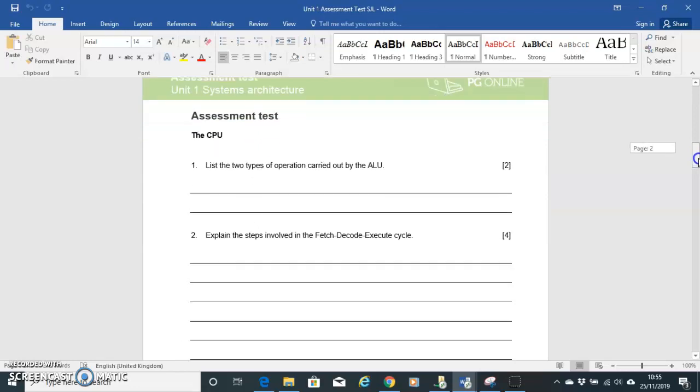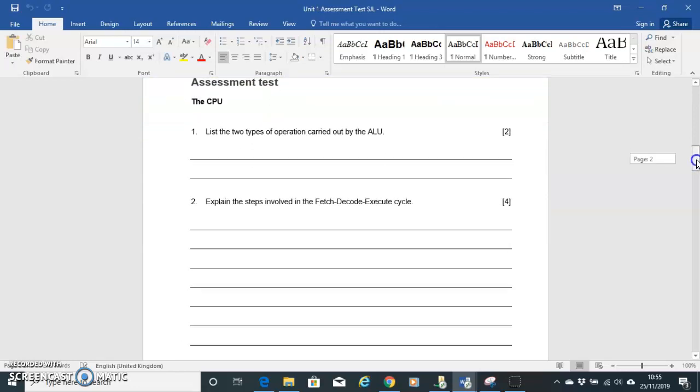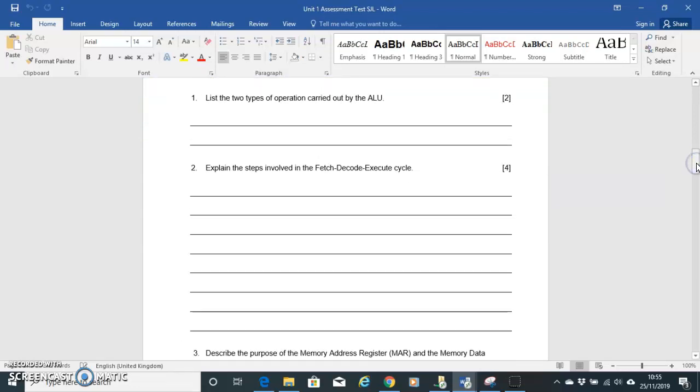Question 2 asks you to explain the steps involved in the fetch, decode, execute cycle. Some of you attempted to make this question more complicated than it needs to be. Remember that you do not need to know what happens to the different registers at each stage of the fetch, decode, execute cycle. That comes at A-level.